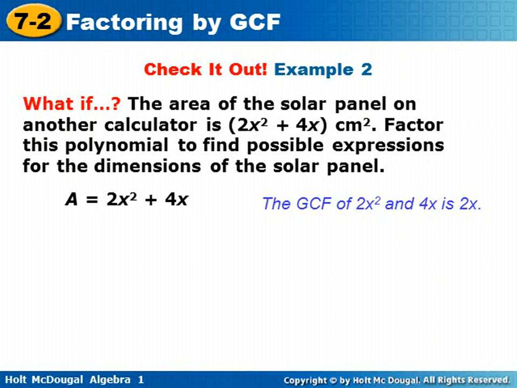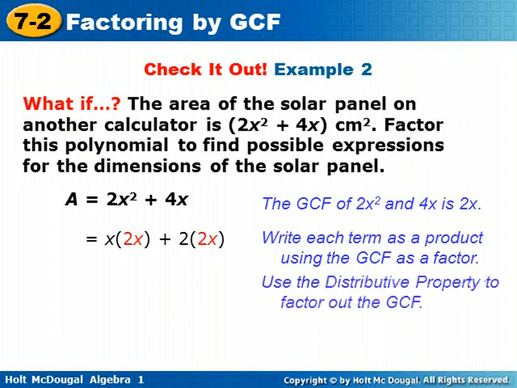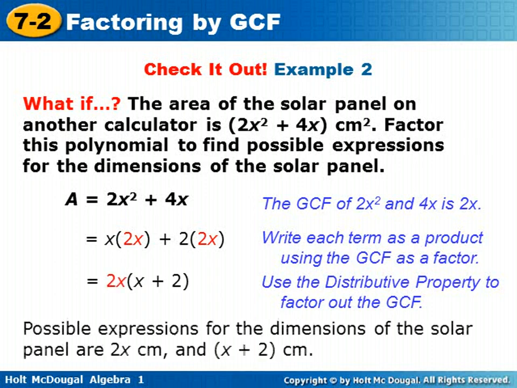Greatest common factor of 2x squared and 4x is 2x. We're going to write each term as a product using the greatest common factor as a factor. So x times 2x plus 2 times 2x. Using the distributive property, we're going to factor out the greatest common factor. So we get 2x times x plus 2. Possible expressions for the dimensions of the solar panel are 2x centimeters and x plus 2 centimeters.